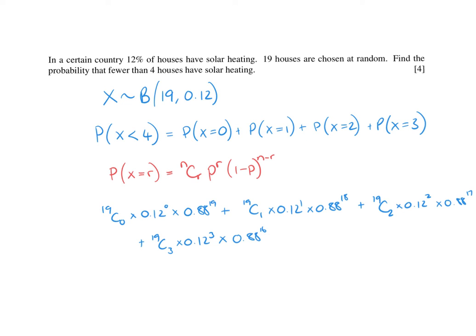This is what we're going to type into our calculator, and this is going to give us an answer of 0.813. And this is the probability that x is less than 4.